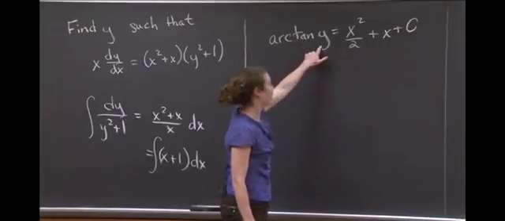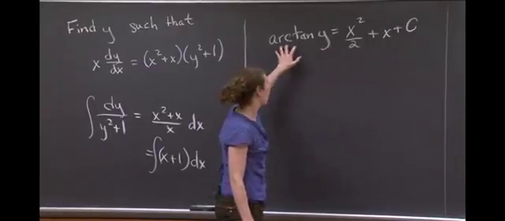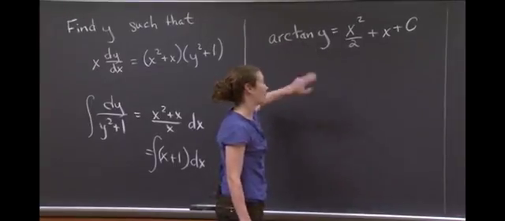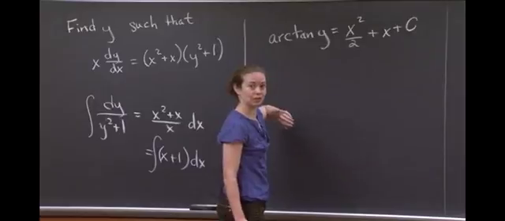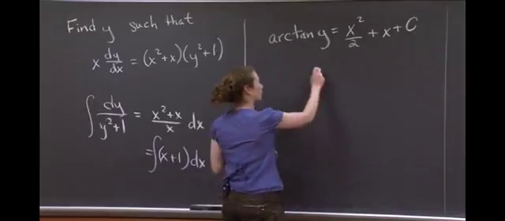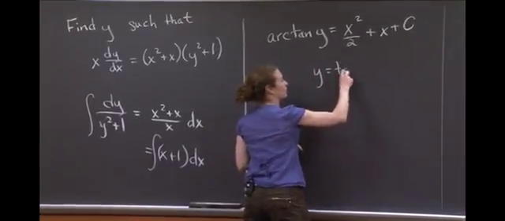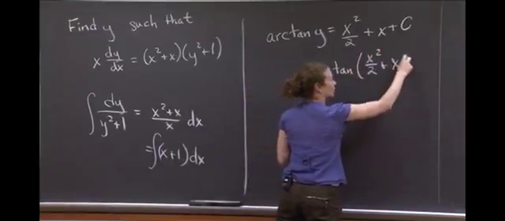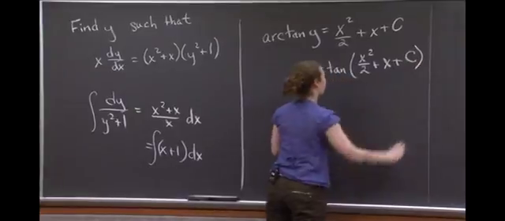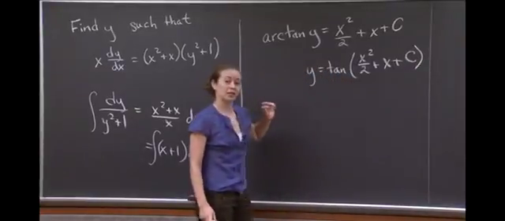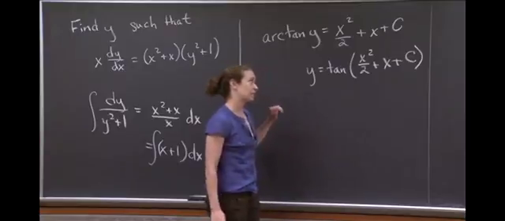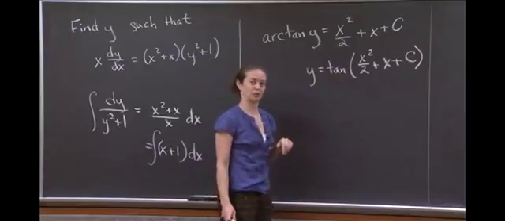Now I need to figure out how to isolate the y. Well, arctan y is the inverse of the tangent function. So if I want to isolate y, I have to take the tangent of both sides. So when I take tangent of arctangent of y, I just get y. And over here, I get tangent of x squared over 2 plus x plus c. And now, because I didn't give you any initial conditions, we can't say anything about c. But if I gave you some initial conditions, then we could evaluate and solve for c.